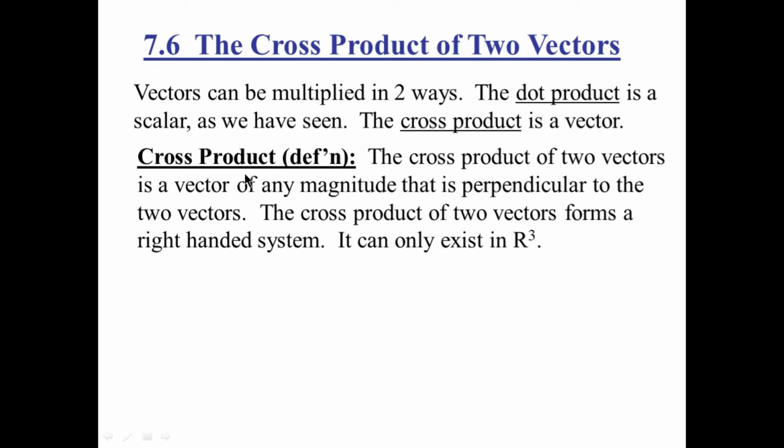Now this right-hand system business, this is an illustration. If you took your right hand and put your right thumb along A cross B here, your fingers would extend along vector A, and as you curled them, they would go to vector B. And so we have A cross B is this vector. There's this plane defined by A and B, and the cross product sticks straight out like a flagpole.